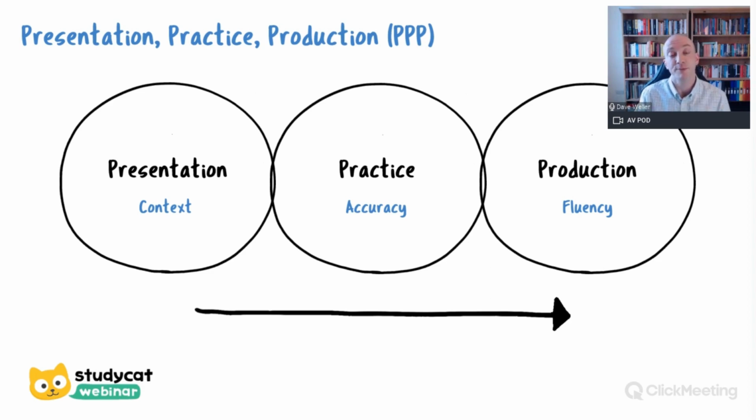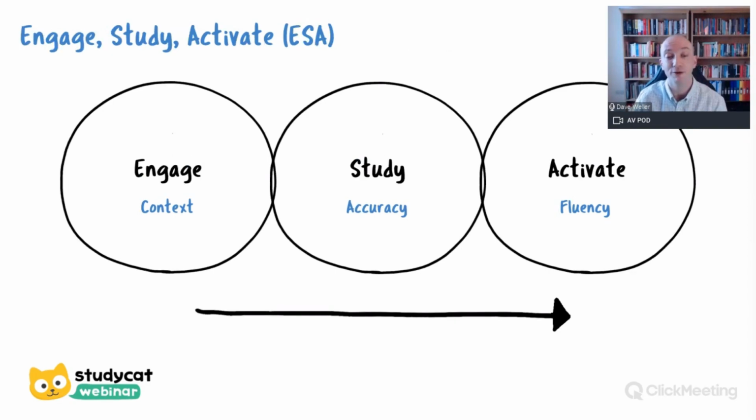And then after the students have become more accurate in using the language, you move to the last part, production, where the focus is on fluency. Let's see, Mohammed says, yes, it's very close to ESA. Exactly. In fact, the PPP led directly on to our next model, which is ESA, Engage, Study, Activate.